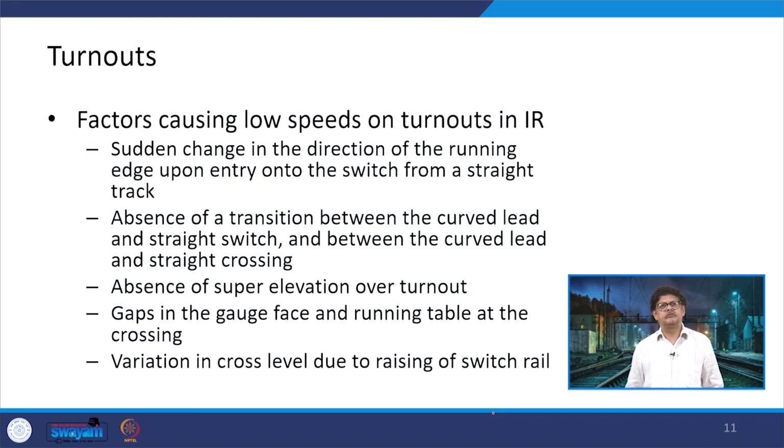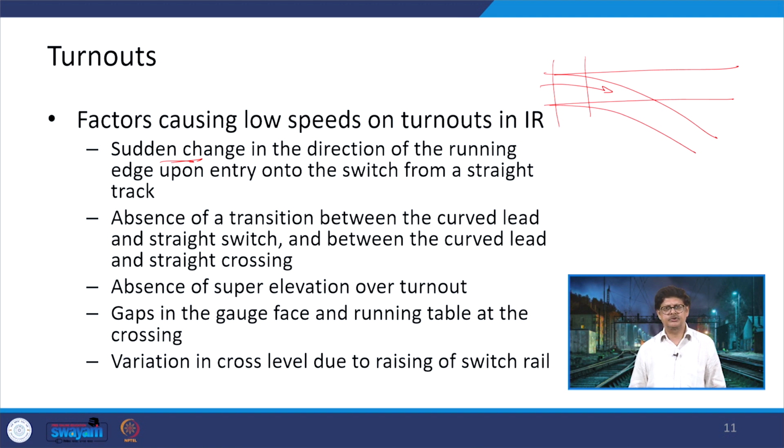Now, what are the factors which are causing low speeds on the turnouts? There is, first of all, the sudden change in the direction of the running edge upon entry onto the switch from a straight track. So, you are coming from a straight track, you are going to take a turn. Here the points switch are provided, so all of a sudden there is a change in the direction and you are entering onto the switch. The switch is a combination, an arrangement of different types of elements and fixtures, so at that particular location low speeds are required.